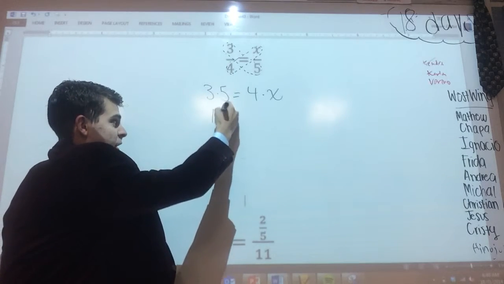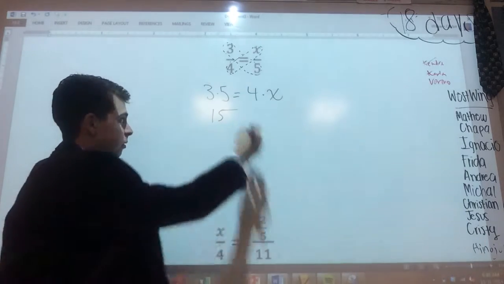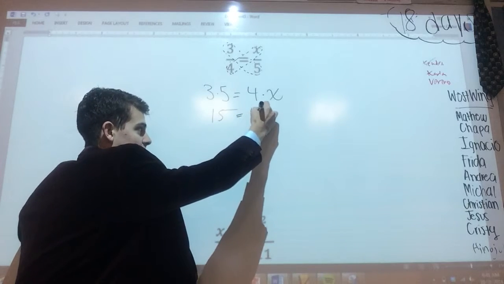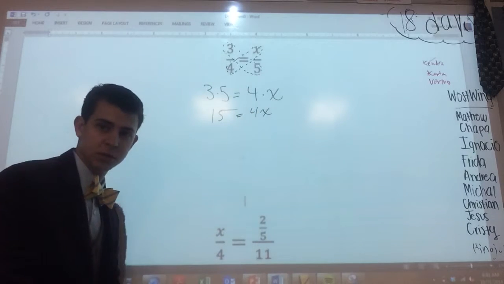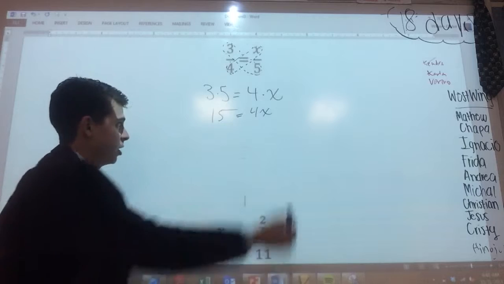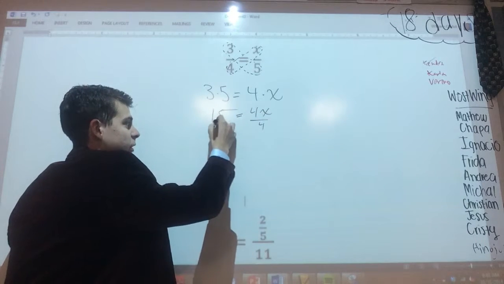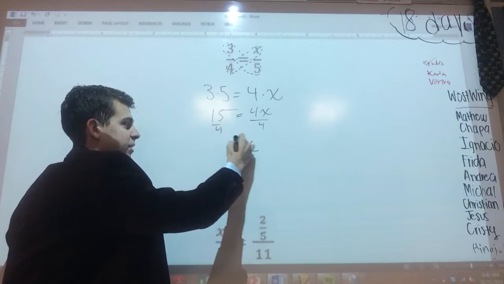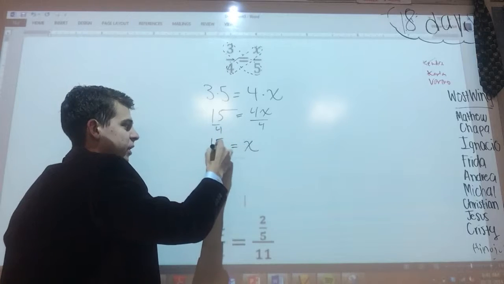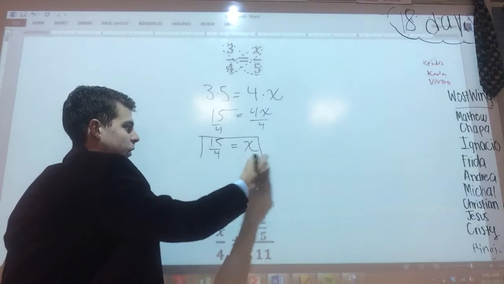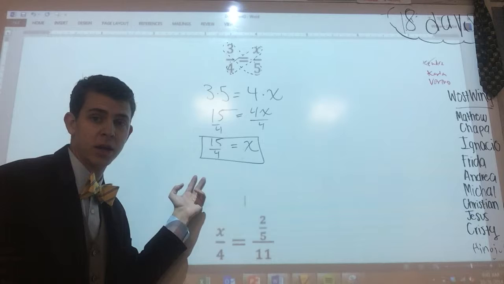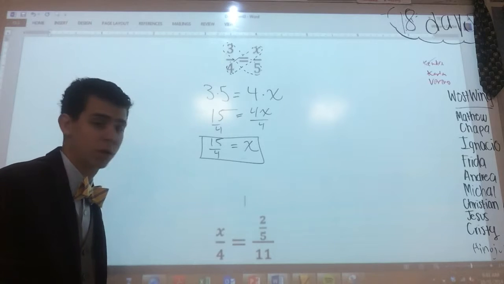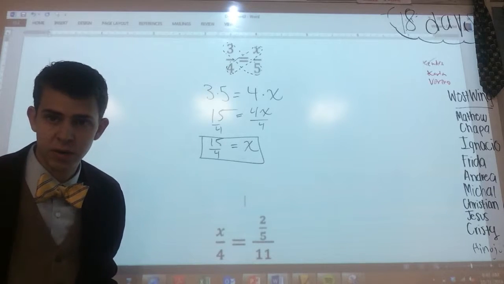3 times 5 is equal to 15. And then we have 4 times x, 4x. We have a one-step equation. Divide by 4, and x is equal to 15 over 4. And that's my answer. Okay, going down now.